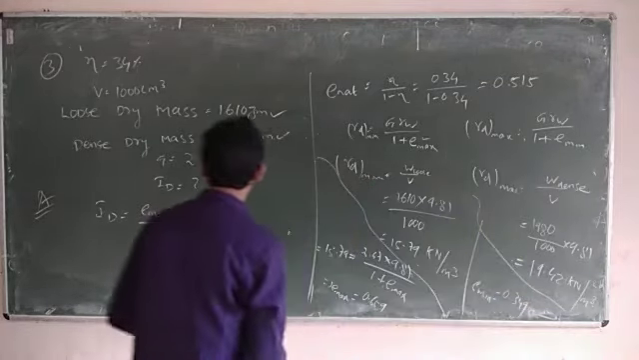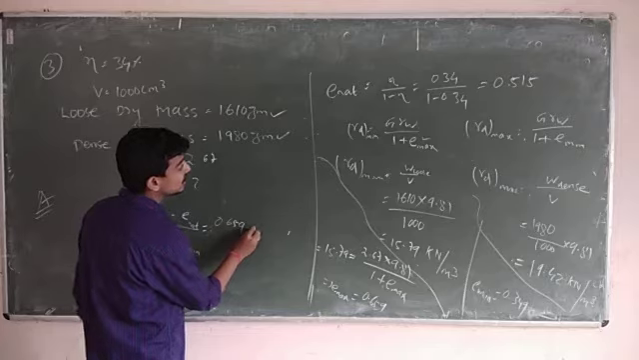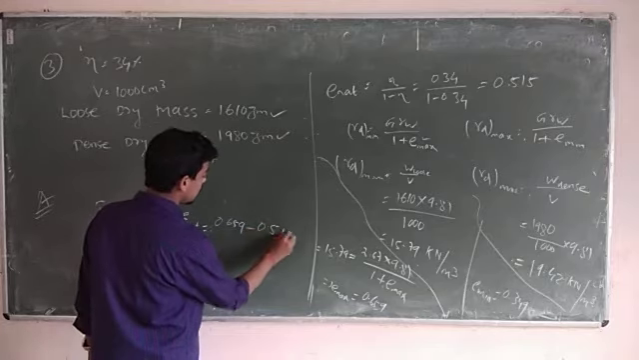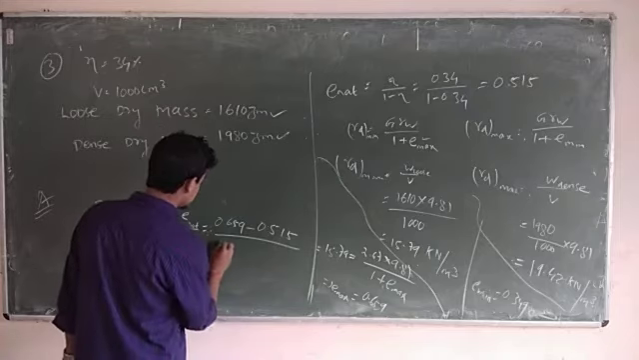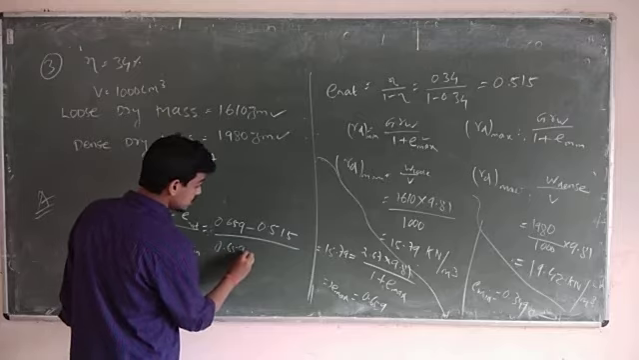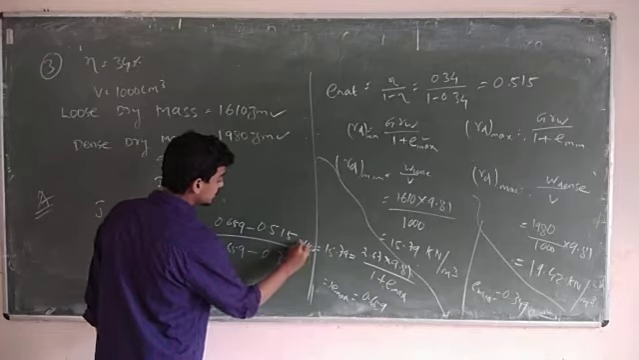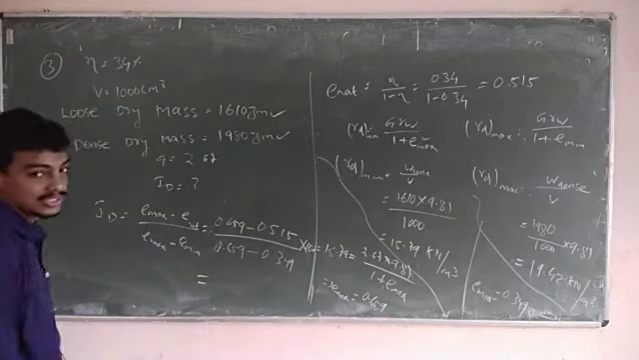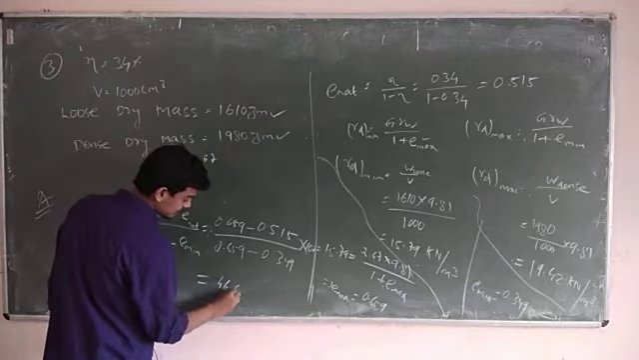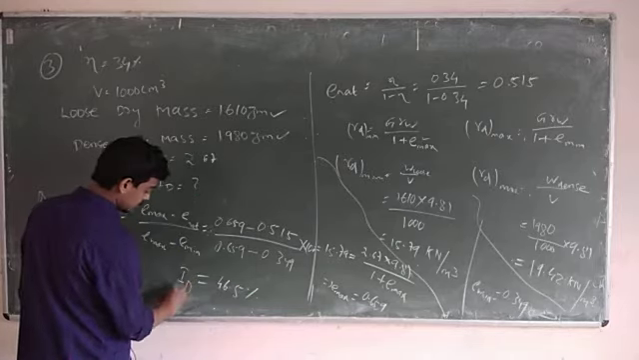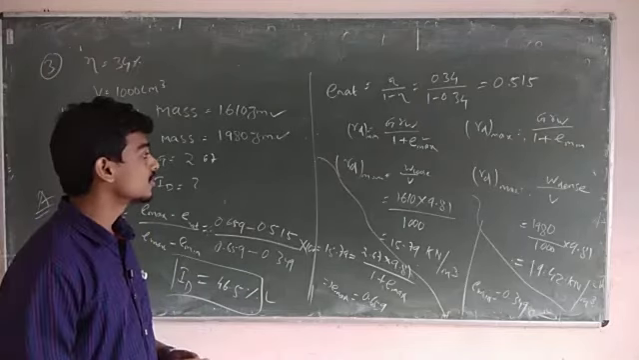After calculating this, just put all the values here. E maximum is 0.659 minus E natural, which is our 0.515, by E maximum, which is 0.659, minus E minimum, which is 0.349, into 100 for percentage, so multiply by 100 here. So the density index is coming around 46.5%. So this is your answer. This is about your third problem.